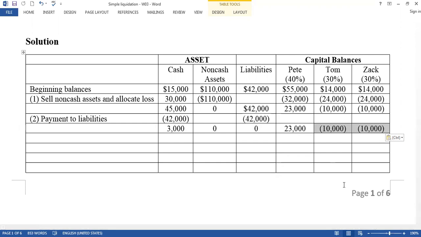Now we have to find out, if we compare Tom and Jack, who does not have the ability to survive. Tom beginning capital 14,000, Jack capital 14,000. They share profit and loss 30%, profit and loss 30%. Their capital balance now deficiency 10,000 and 10,000. All information is similar, right? But can you tell me who has the ability to survive and who doesn't?